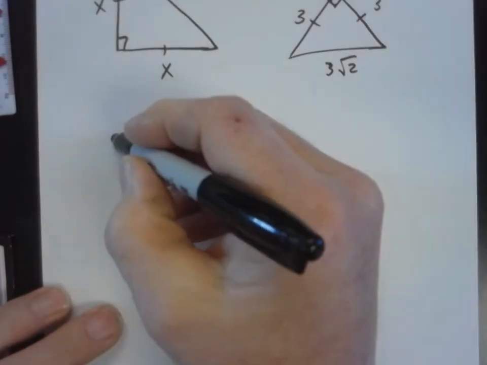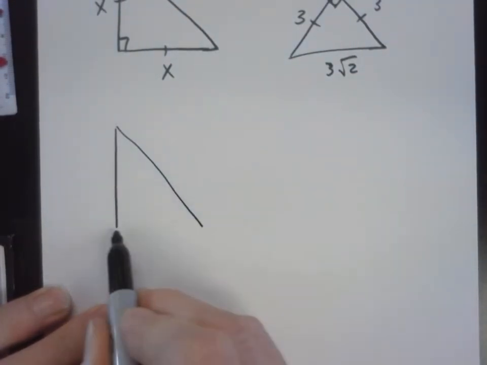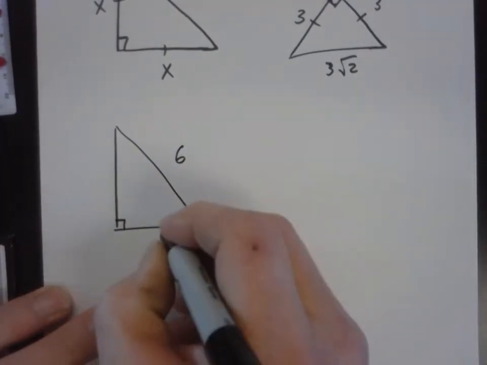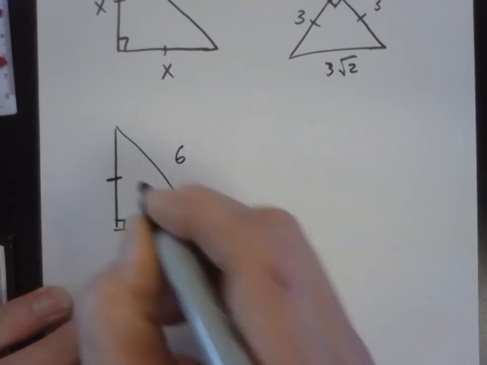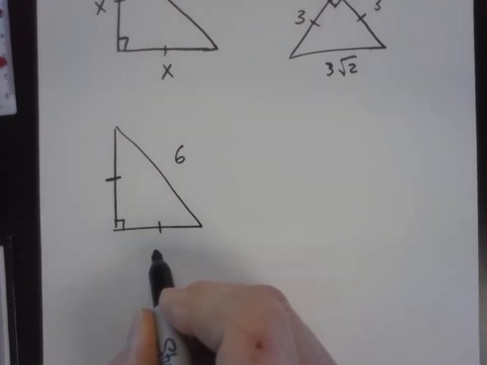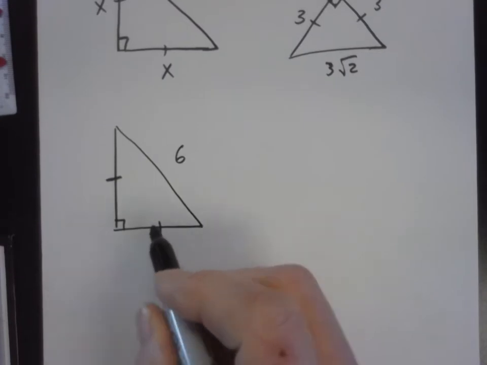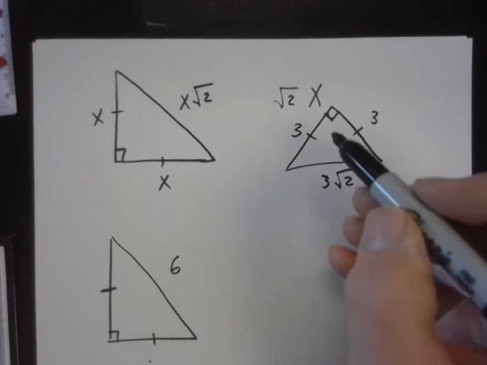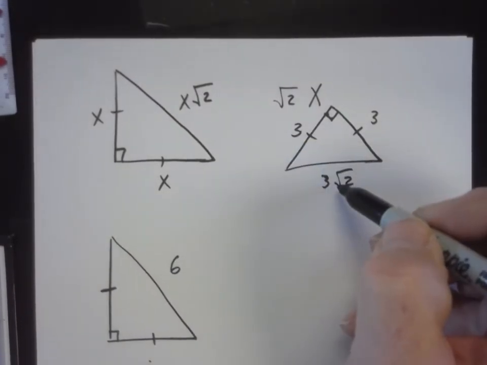Now, let me make life a little bit more difficult for you. Here's a 45, 45, 90. The hypotenuse is 6. How long's the leg? How are you going to find the length of this leg right here? Don't make it too hard. If I know the leg, how do I get the hypotenuse? If we know the leg, how do we get the hypotenuse? Not one of you, everybody.